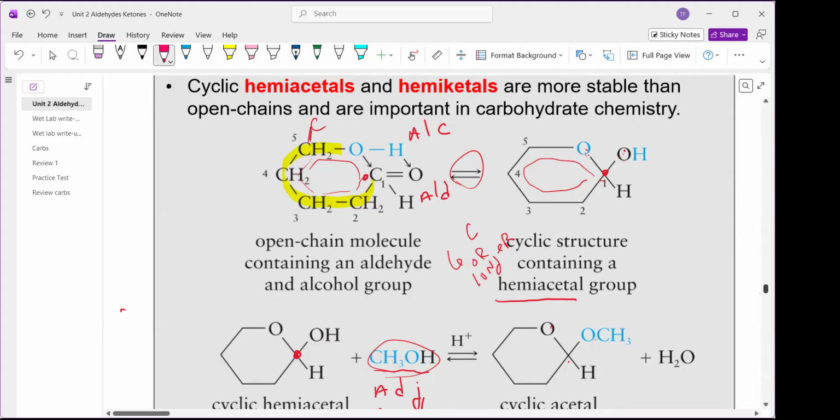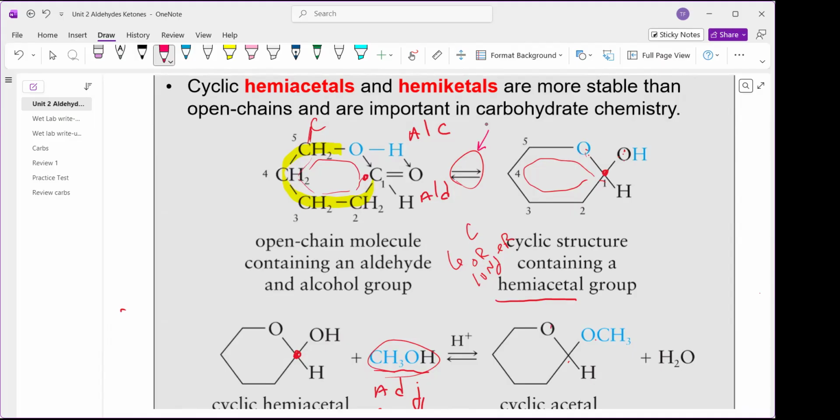Now the molecule has to be at least 6 carbons long or longer. 6 carbons is kind of the ideal, most stable. It's because the bond angles are 105. 105 is the magic bond angle. Okay, and notice also it's an equilibrium. It opens and closes, opens and closes.